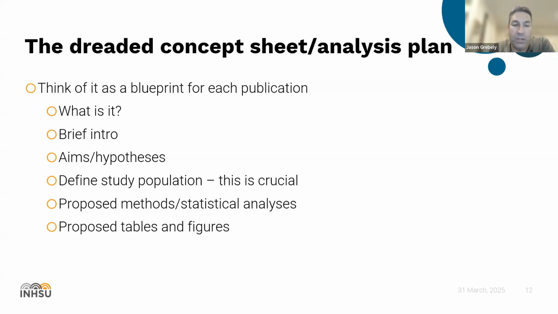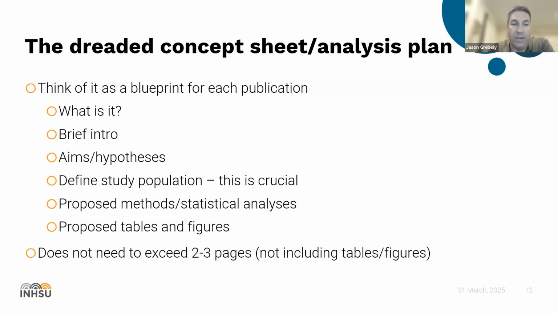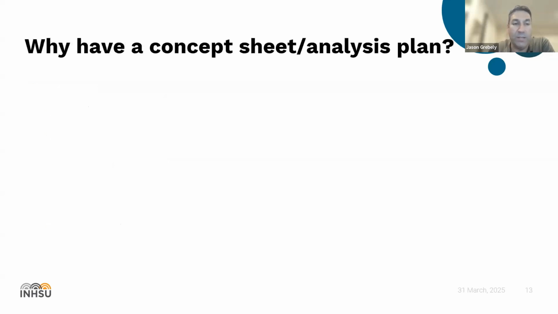Also, any proposed methods or statistical analyses that you're going to do, and then any proposed tables and figures. So we'll run through this together. The other thing is it does not need to be long. This really needs to be a brief summary of what you're going to be doing. So it does not need to exceed 2 to 3 pages, and that's not including the tables and figures.